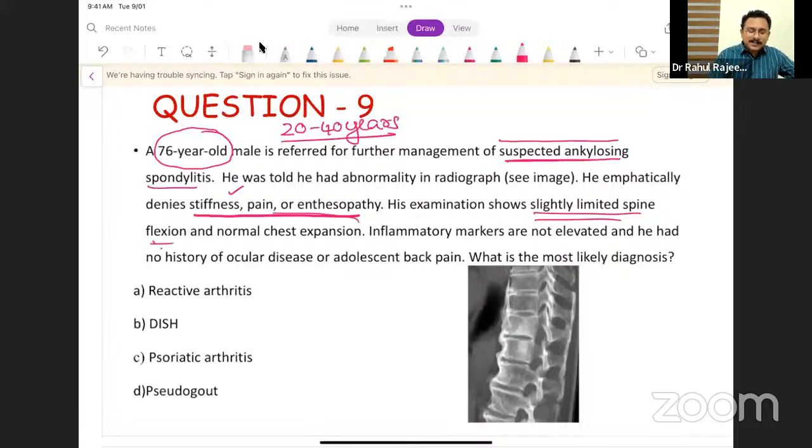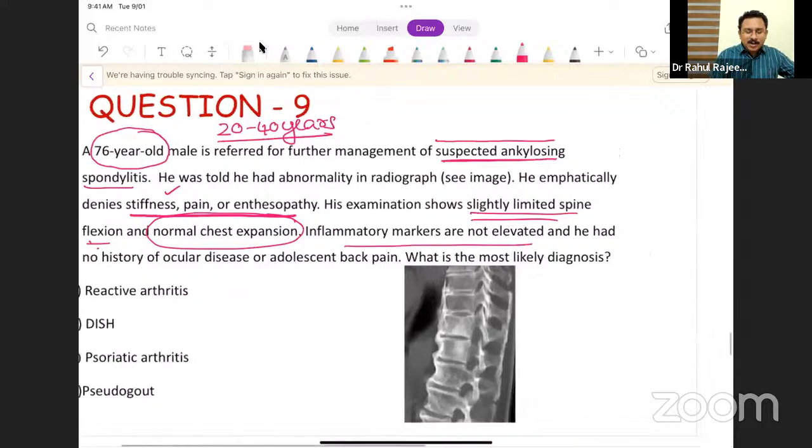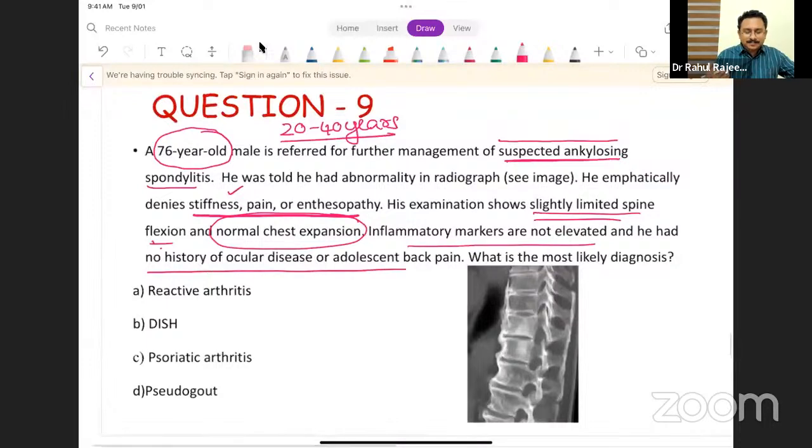But normal chest expansion, because we know that in ankylosing spondylitis there will be a reduced chest expansion because of the involvement of the costovertebral joints. Inflammatory markers are not elevated, again suggesting this is probably not an inflammatory disease. He had no history of ocular disease or adolescent back pain. So this is all taking us away from the diagnosis of ankylosing spondylitis.